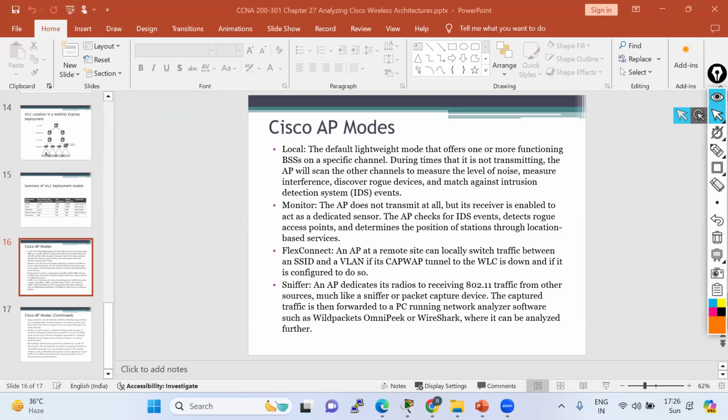If any noise happens, it is going to be reported, and the AP is going to apply an algorithm to minimize the noise. Interference is also going to be measured, and it is going to detect rogue APs, and IDS events are also going to be matched and checked. So this is the key function of the local AP, right?